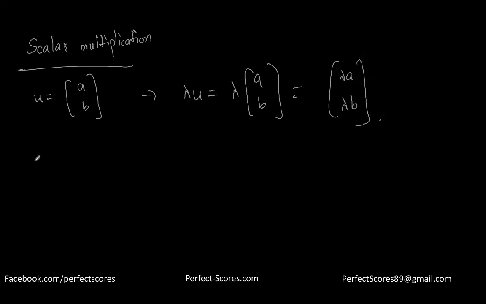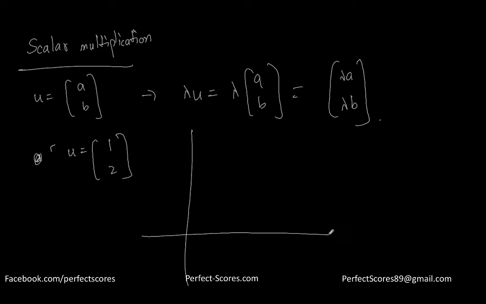Let's say, for example, I have a vector u, which is 1 comma 2. How does 1 comma 2 represent? I'm actually going to take 1 comma 1 as the origin. So 1 comma 2 would be 1 plus 1, which is 2, and 1 plus 2 is going to be 3. So this is going to be my vector u.